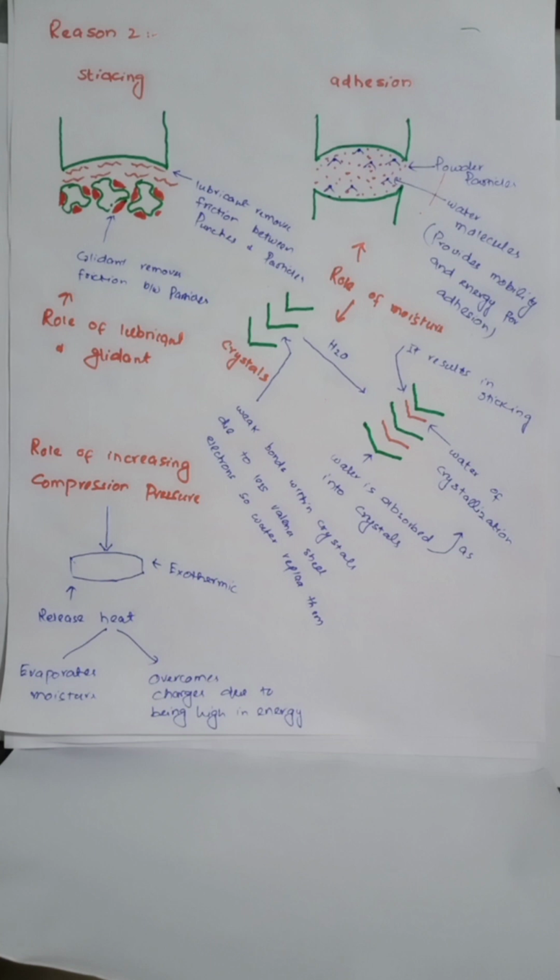This energy is released in the form of heat, and when this heat is accumulated within the punches, it results in evaporation of the moisture, and it also helps to overcome the charges which are present on the surface of the particle, because charges which are present on the surface of the particle have less energy, but the energy which is produced during compression is a higher amount of energy, so it overcomes the charges. Hence if compression pressure is increased, it overcomes both reasons of adhesion, and hence adhesion of powder particles is removed.